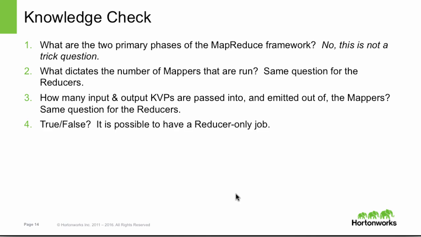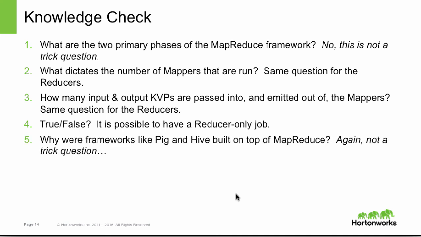True or false, can you have a reducer only job? Well, I didn't talk about this, but if you remember when we discussed Sqoop earlier, we said Sqoop's a map only job. So there is a concept called a map only job, but definitely not a reducer only job. And if we do happen to get a map only job, we have a great opportunity to run very, very quickly, because we could completely eliminate the shuffle and sort phase, much less the ultimate reducer phase itself. So yes, map only, not reducer only in classic MapReduce.